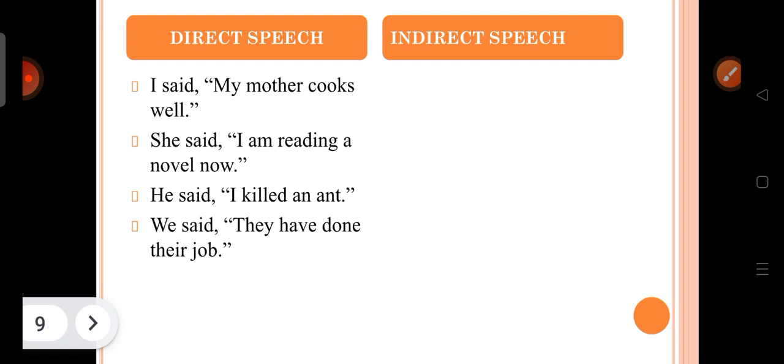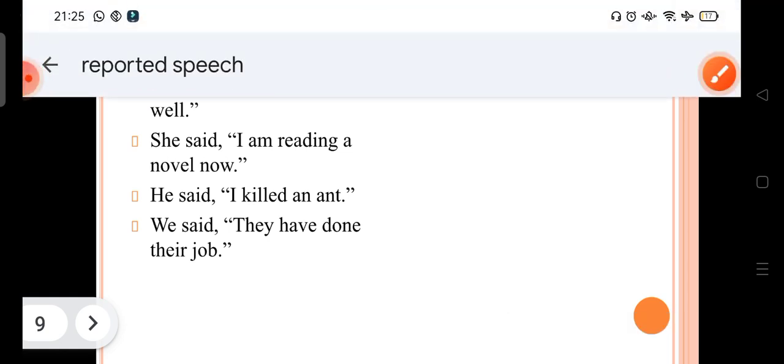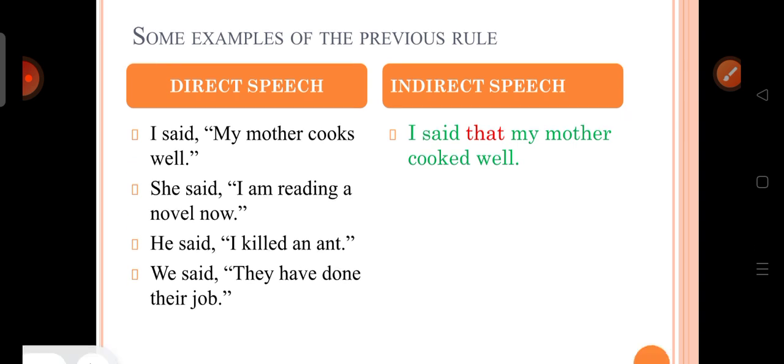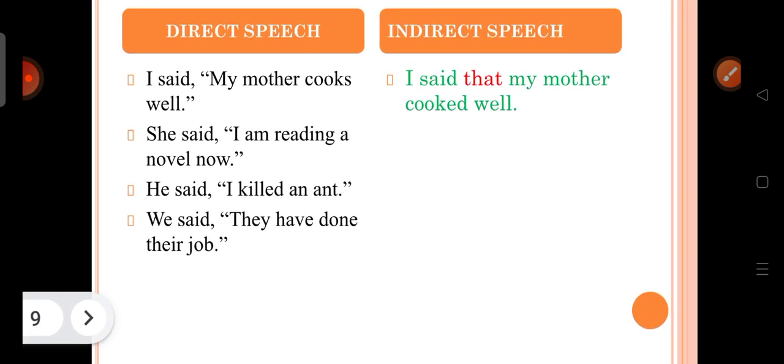So, reported speech, reporting verb. What is the reporting verb? This "said" is the reporting verb. This is in past tense. Now how will this change? Look here. "I said that my mother cooks well." Since the reporting verb "said" is in past tense, here "cooks" will become "cooked." I said that my mother cooked well.